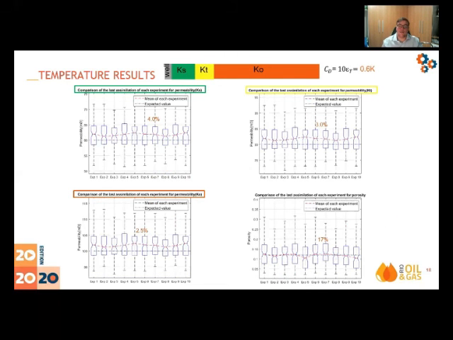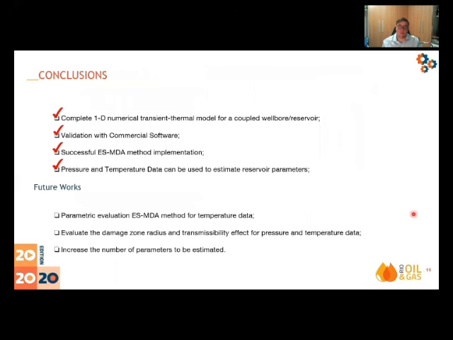Now, the box plot for the temperature data as the observed data. The range of values was much higher than for the pressure, but the median of the box plot, represented by this red dashed line, was closer to the expected value. As you can see, the biggest error was approximately 4% for the permeability and 17% for the porosity.